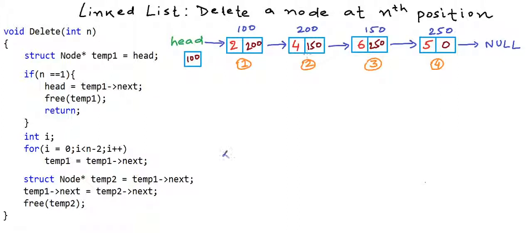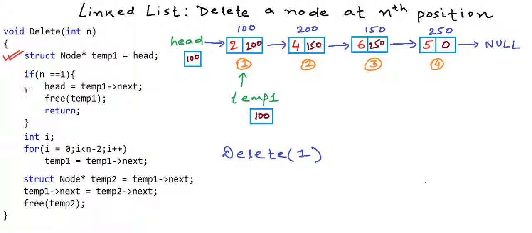Let's say we first make a call to delete node from the first position. That is, we want to delete the head node. So in this code, we are first creating a variable temp1, which is a pointer to node. Initially temp1 is equal to head, so it stores the address 100, so it points to the head node. Now n is equal to 1, so we come to this instruction: head is equal to temp1 dot next.